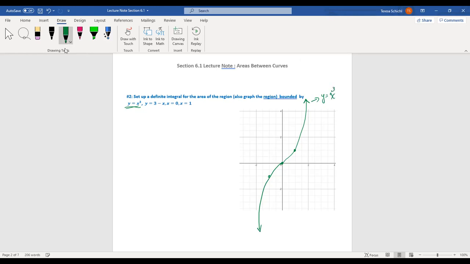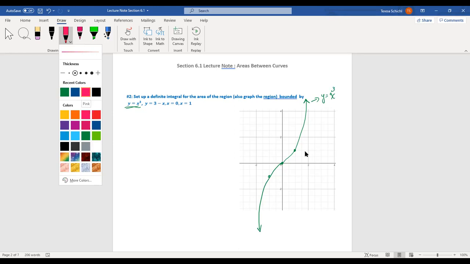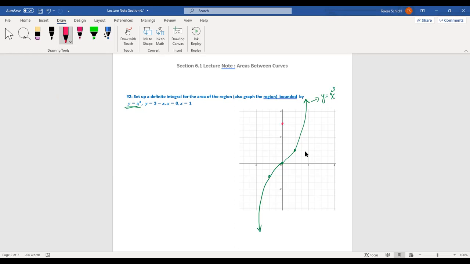Okay, so now let's do the other one, y equals 3 minus x. When x equals 0, y equals what? y equals 3, which is here. When x equals 1, what is y? When x equals 1, y equals 2. Correct? Okay, so this one is here, this is y equals 3 minus x.